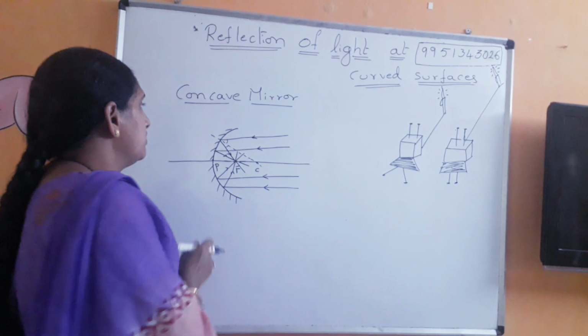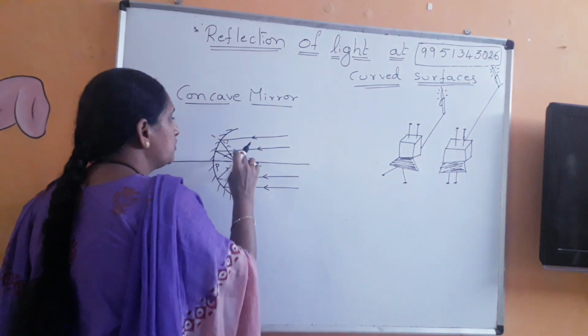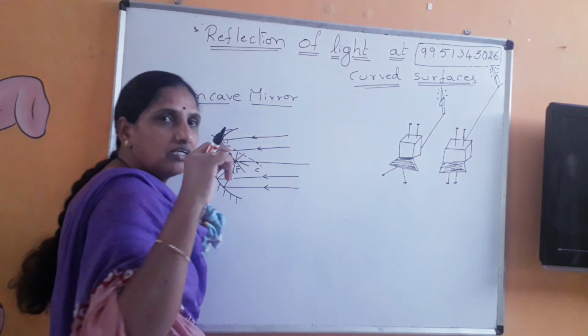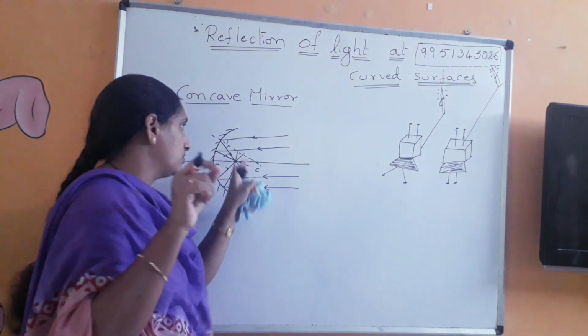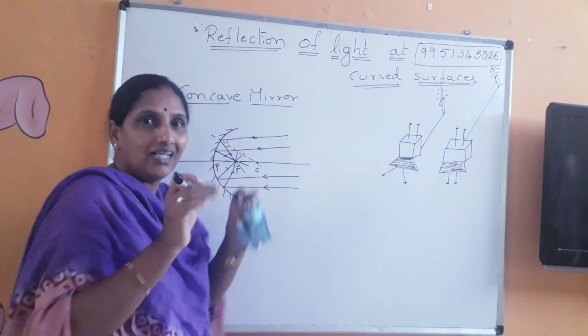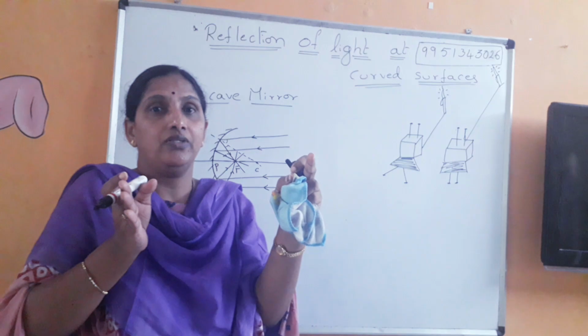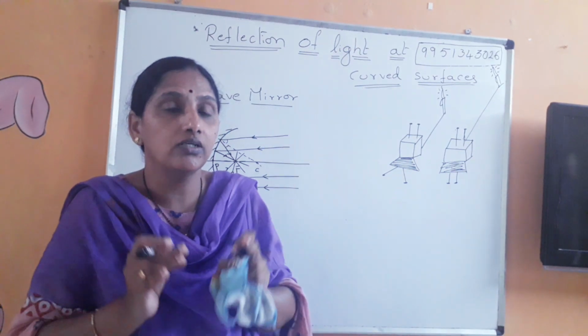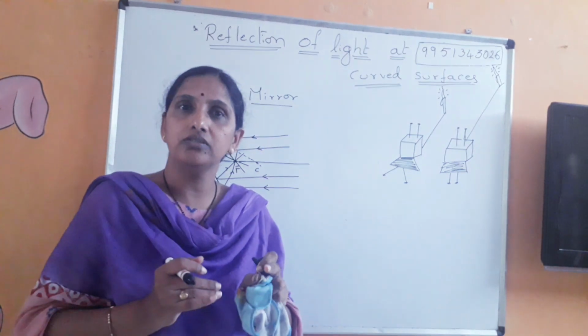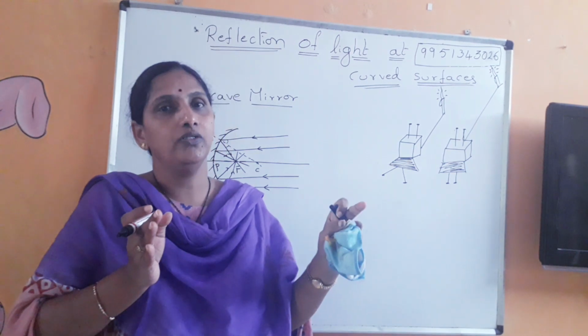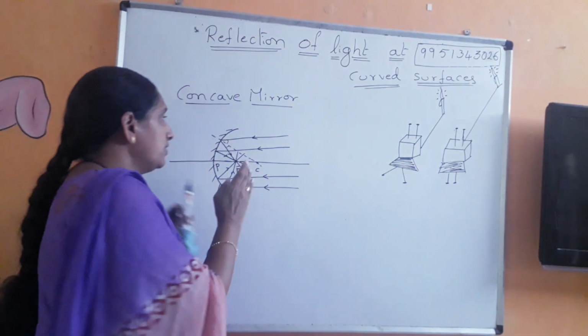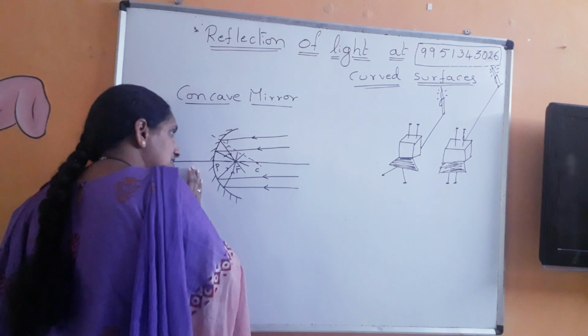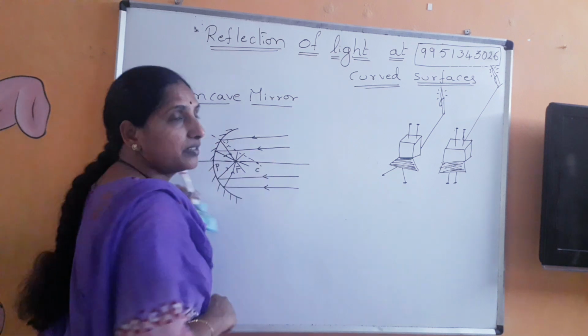Why? Because if your paper is here, you can see that only two rays are casting their images on this, and that too at different points. Therefore, the intensity of the spot, that means the brightness of the spot, reduces and the size of the spot increases as you move the paper to either side of it.